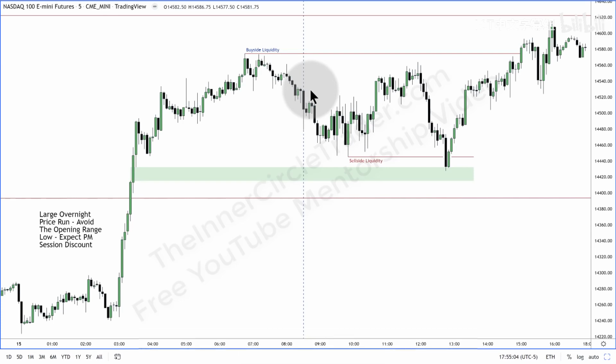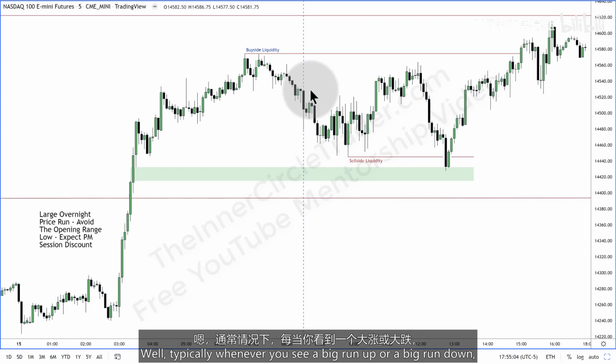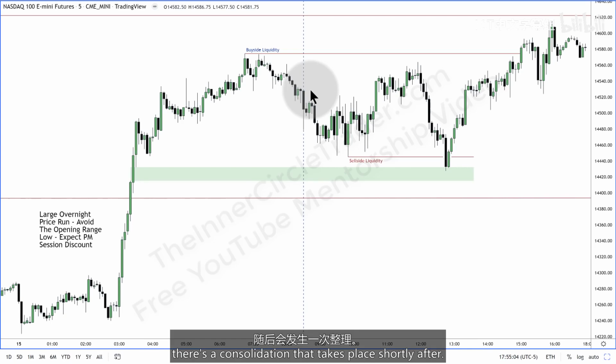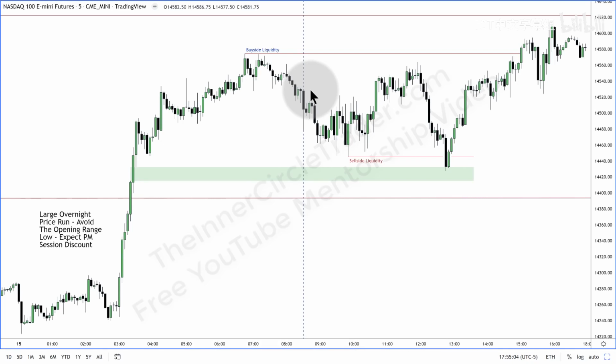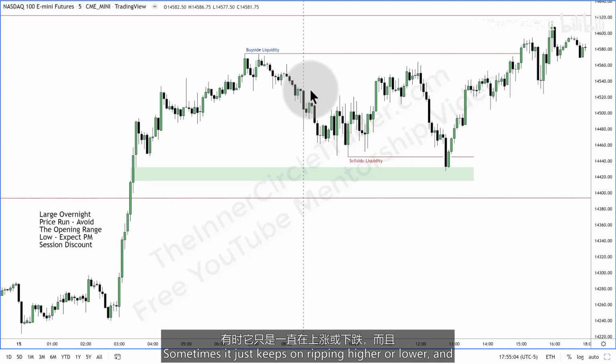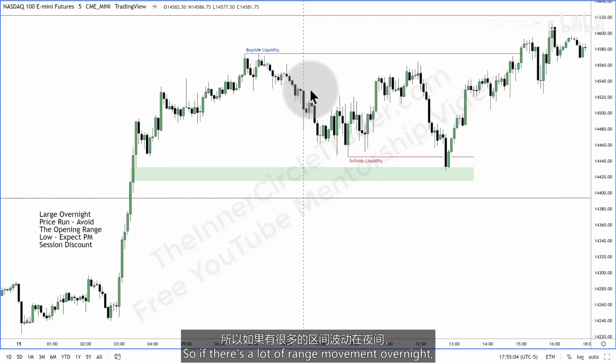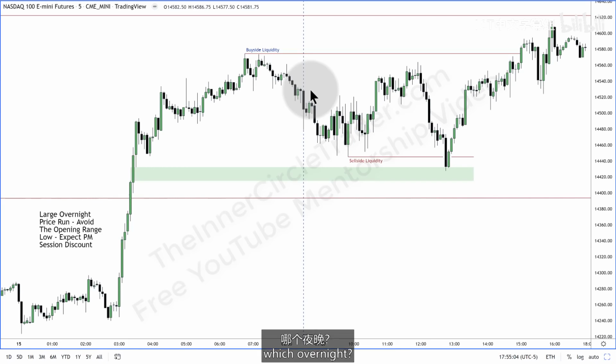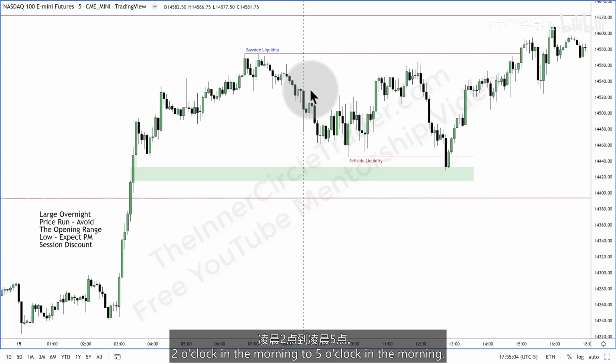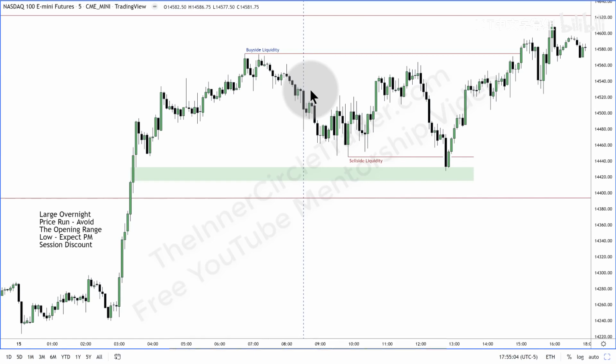What information are we waiting for? Well, typically, whenever you see a big run up or a big run down, there's a consolidation that takes place shortly after. Now, not always. Sometimes it just keeps on ripping higher or lower, and you'll either miss a move, or if you get lucky, maybe you can participate in it. But this is what I typically look for. So if there's a lot of range movement overnight, what's overnight? 2 o'clock in the morning to 5 o'clock in the morning.